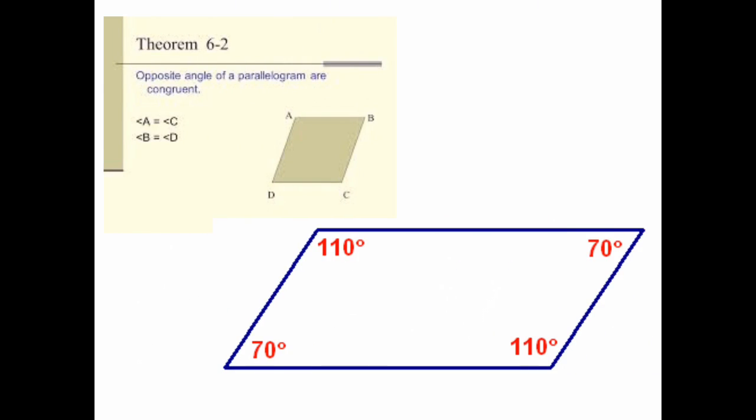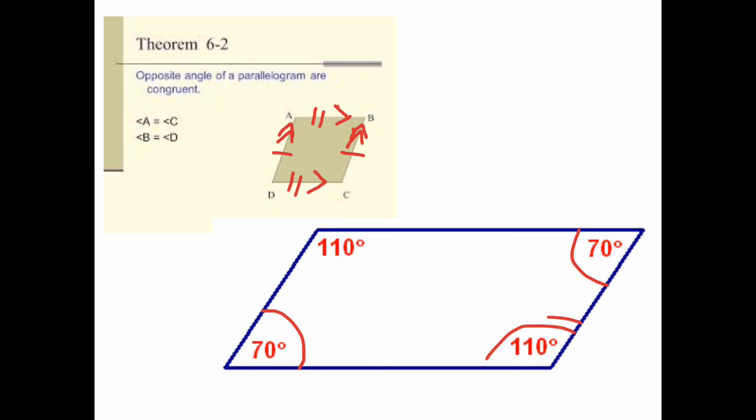Our next theorem says that opposite angles of a parallelogram are congruent. So we know that opposite sides are parallel. We also know that they are congruent. And now we've learned that opposite angles are also congruent. So this one down here kind of shows this. So angle 70, as you see, is congruent with the one opposite, angle 70. And then 110 is congruent here with 110.